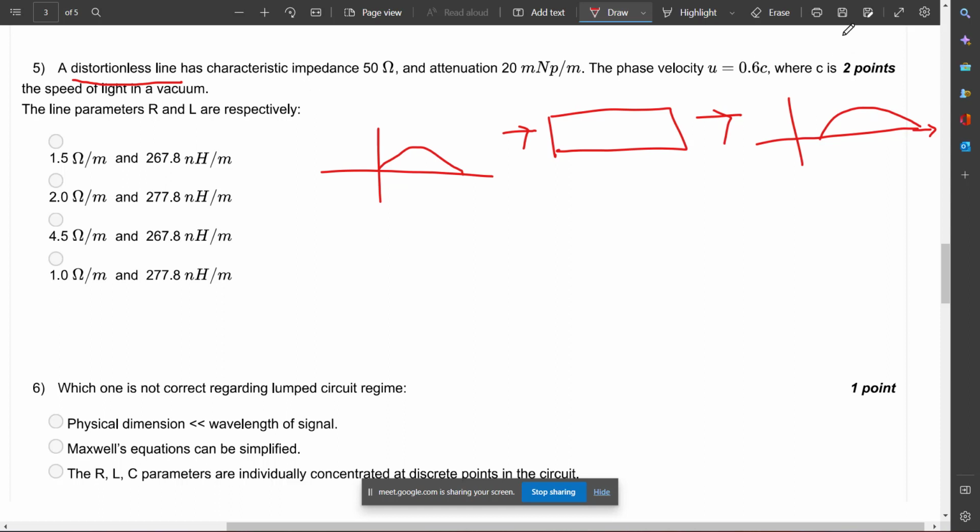So a distortionless line has characteristic impedance 50 ohm. Okay, we know the Z naught, and an attenuation of 20 millinepers per meter. So we know alpha as well. The phase velocity, that is v p, is equal to 0.6 C, where C is the speed of light in vacuum. The line parameters R and L respectively are. Okay, one second.